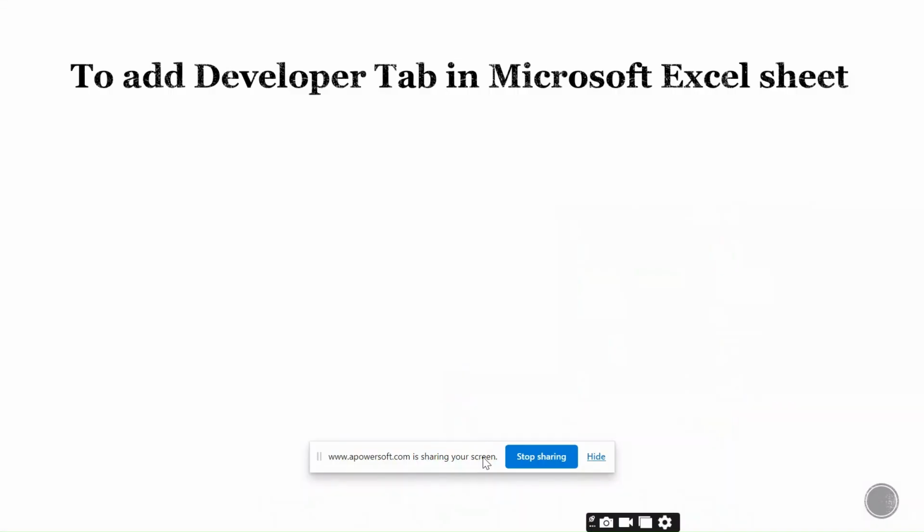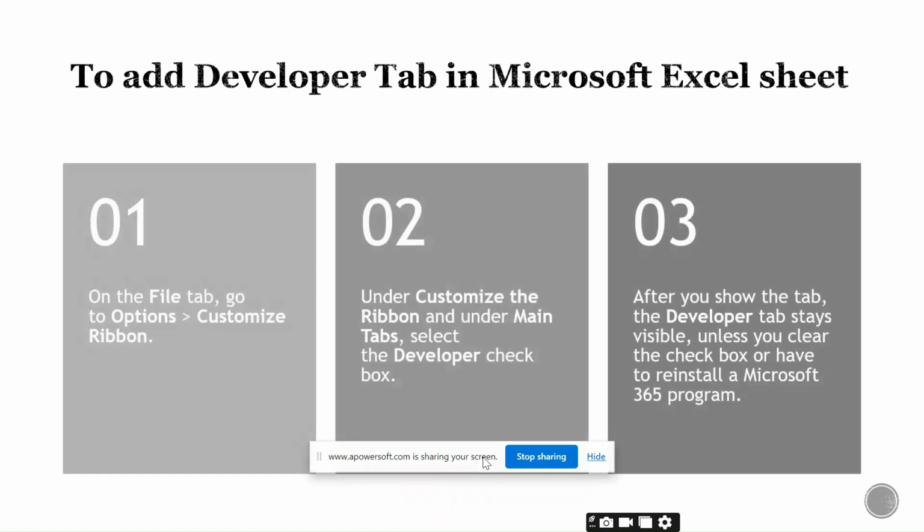To add the Developer tab in Microsoft Excel, because when you want to make an application, especially in Microsoft Excel, you have to add the Developer tab, you just need to go to the File tab, and then go to Options and Customize Ribbon. Under Customize Ribbon, you'll get the option of the Developer checkbox, and then you just need to click on Add. Then you'll be able to see the Developer tab on the top of the window.